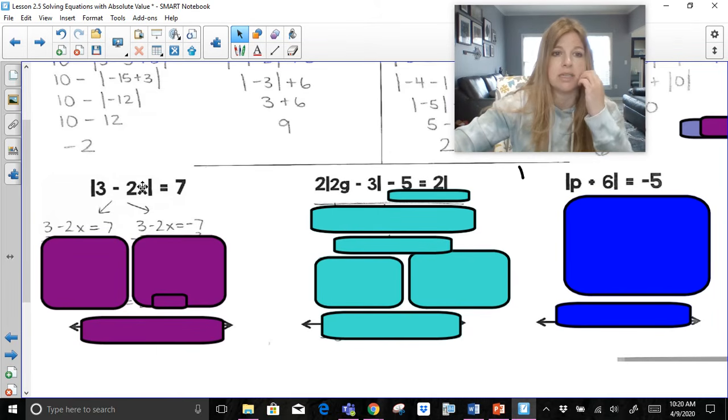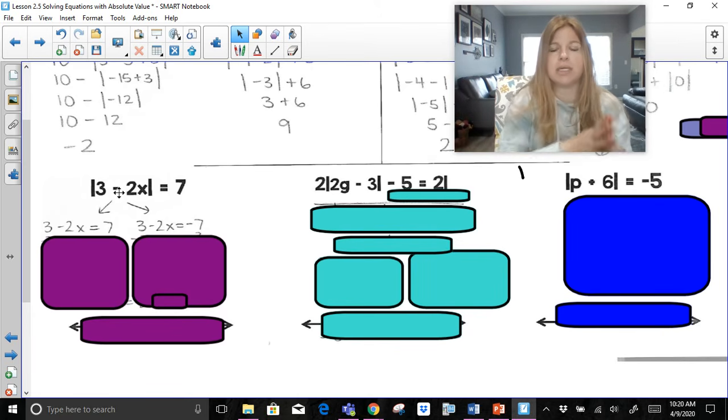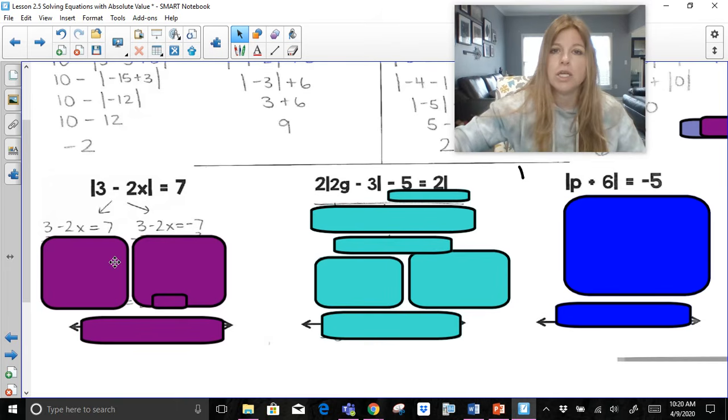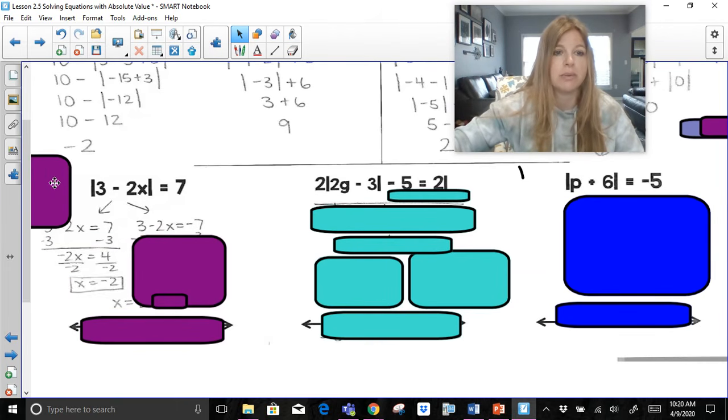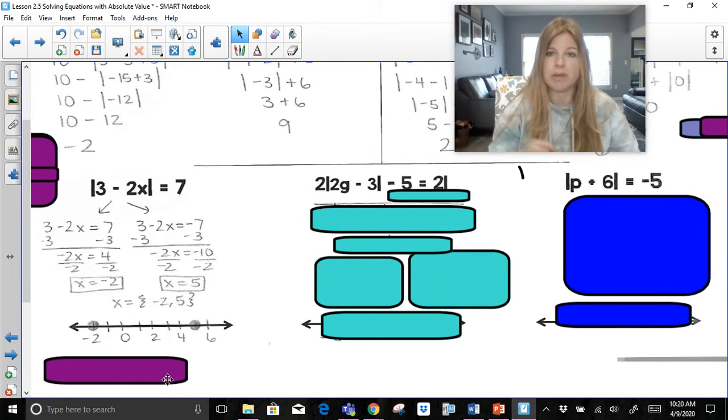Okay, so it's setting the first equation equal to its positive 7, and then setting the second equation equal to negative 7. Notice the 3 minus 2x never changed. It doesn't become 3 plus 2x. You don't change that expression. You're just changing what you're setting it equal to. You would go ahead and solve these 2 equations, okay? That's just really basic work at this point. And then once I solve those 2 equations and I get my 2 solutions of negative 2 and positive 5, I would graph them on any kind of appropriate number line.